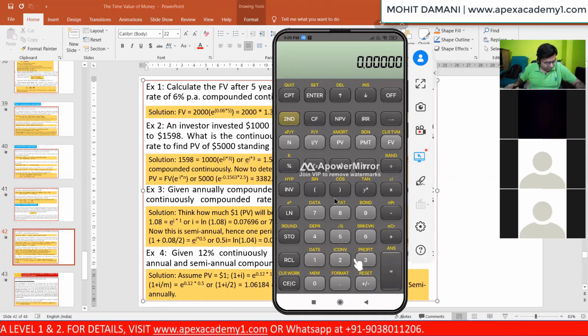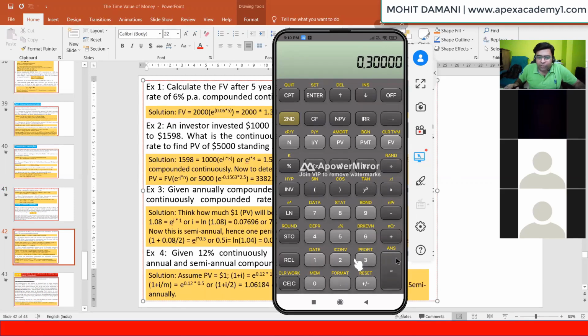If we are to calculate e to the power this, it is 0.06 into 5, which equals 0.30. Now since you are calculating the future value, and I told you that when you are calculating future value, your e to the power should be a positive number, correct? Then the resultant will be greater than 1.